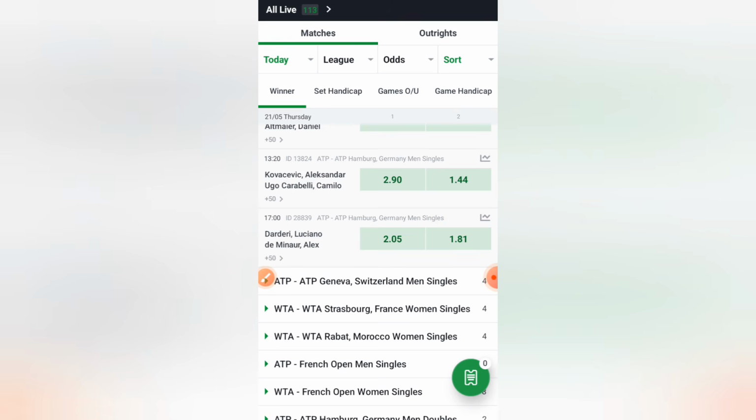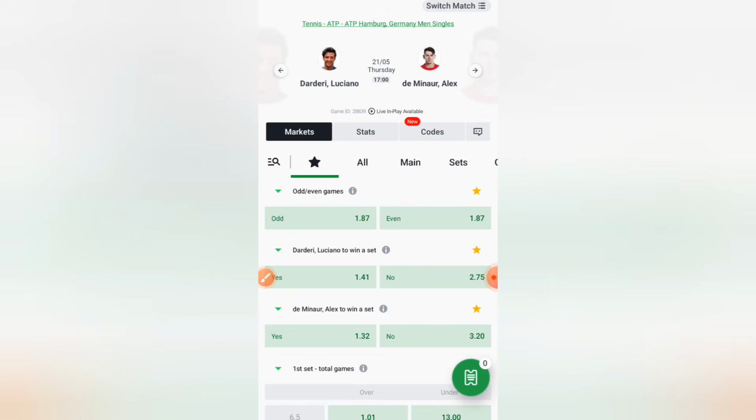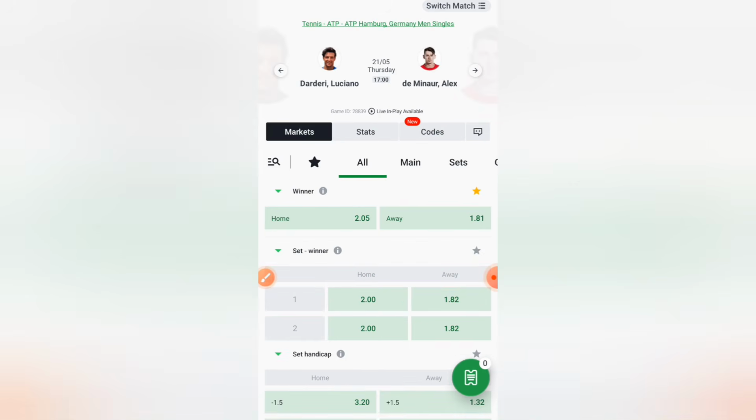Now, if you look at this game, you can see the home team has 2.05 odd and the away team has 1.81 odd to win. Now, this happens to be a balanced match between the two players. That is the first thing that you need to look into. Make sure that the odds are not far apart.